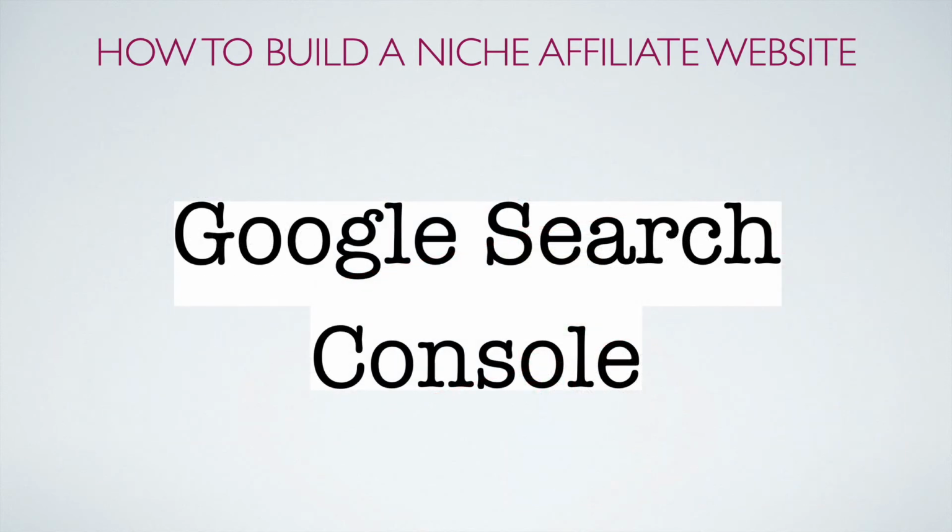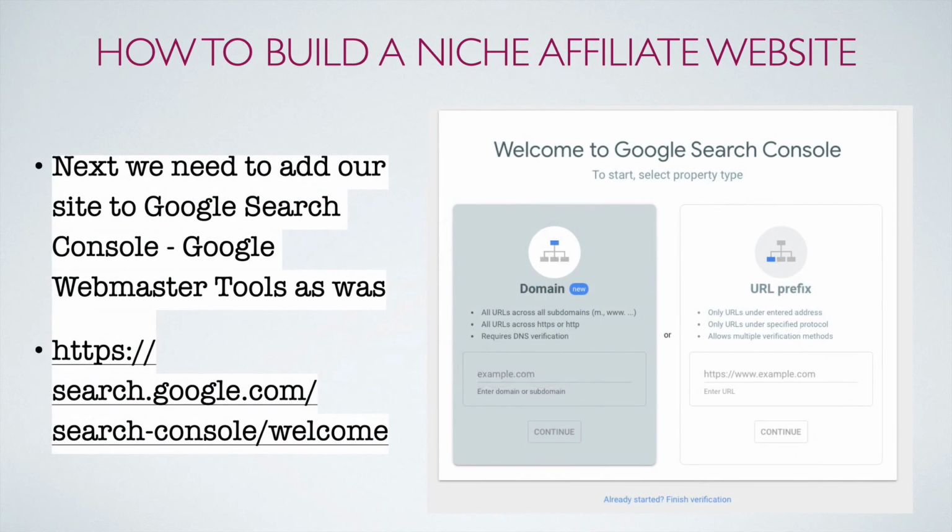Now we're going to talk about Google Search Console, and this is an important extra step because we want to be able to be indexed and for Google to be able to find us. So you need to go to Google Search Console. This used to be called Google Webmaster Tools, and you'll see on the right hand side the welcome page, and you need to put in your store URL, your niche site URL, in the box on the right hand side.